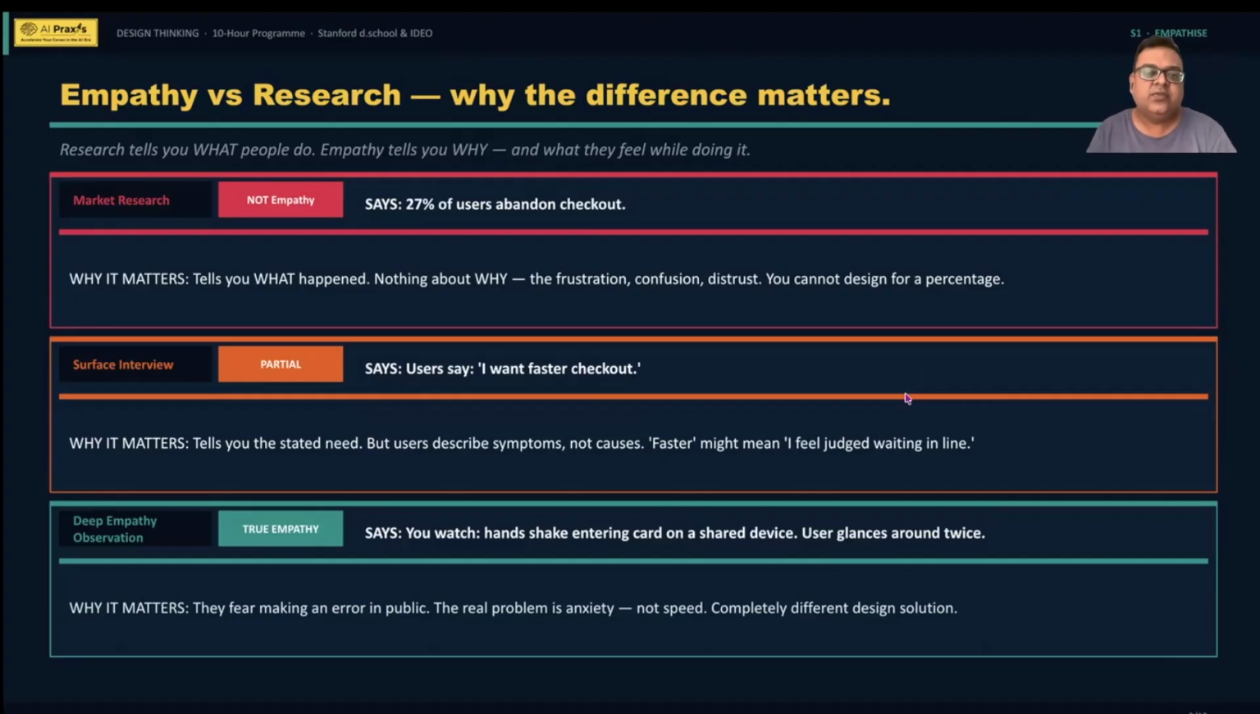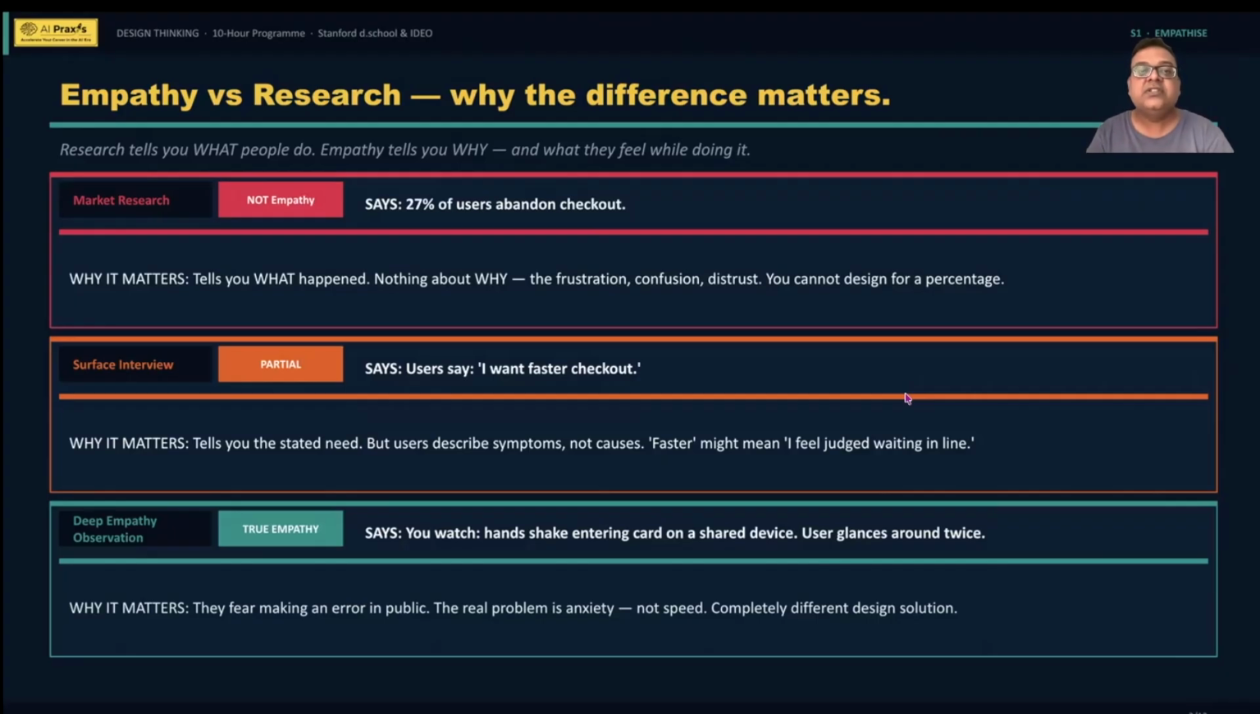No, it doesn't. The number doesn't tell us whether users were confused. It doesn't tell us whether they didn't trust the payment gateway. It doesn't tell us whether they were distracted by a phone call or whether they simply changed their mind. Data tells us what happened, but it cannot tell us what people were thinking or feeling when it happened.